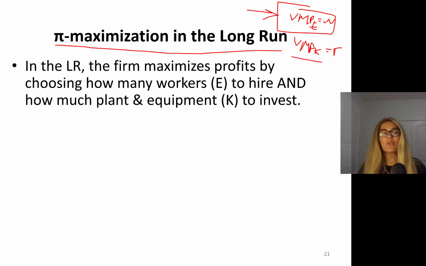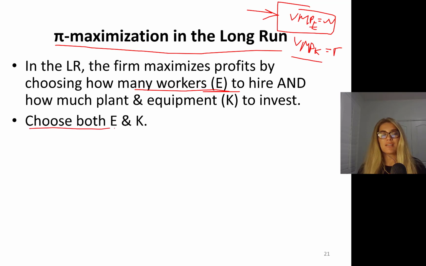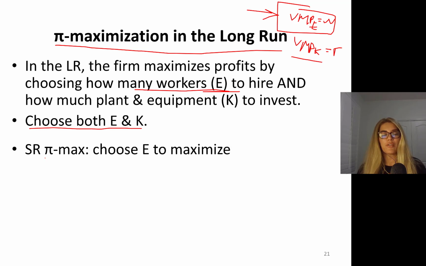Okay, in the long run, the firm maximizes its profits by choosing not only how many workers to hire, but also how much capital to hire. So how many plants, equipments, tools to invest on. So you're choosing both your employment level, number of workers, and capital, okay? So short-term profit maximization, if you remember, we are choosing the best level of workers or optimal labor level to maximize profits, right?